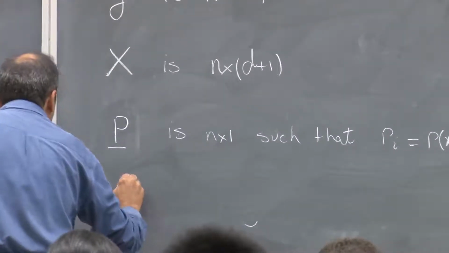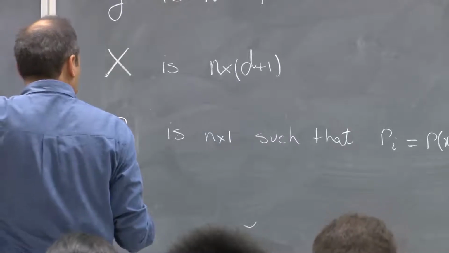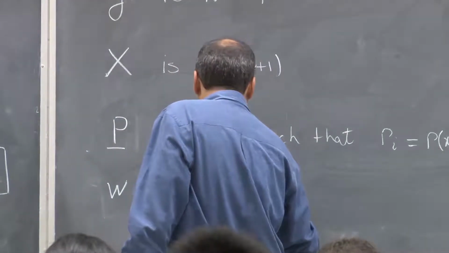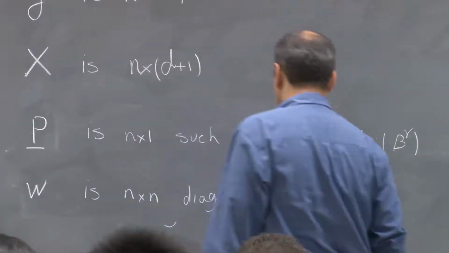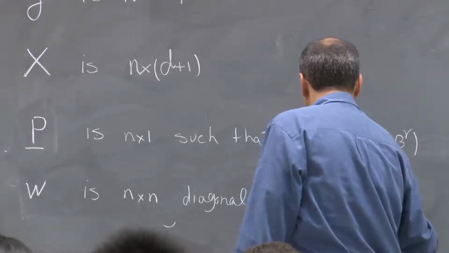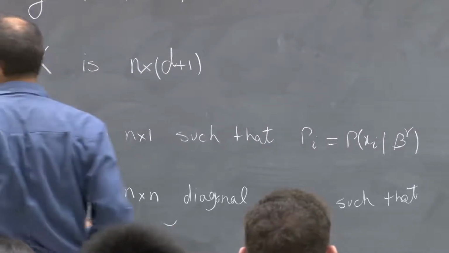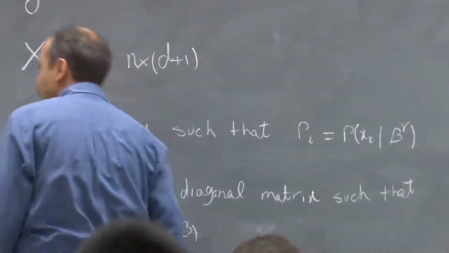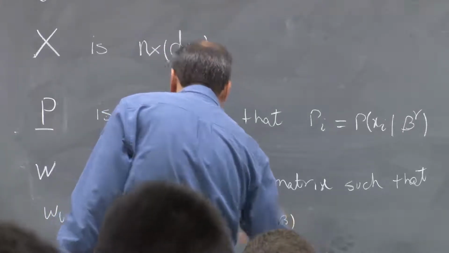I can define W as a matrix, which is n by n. It's diagonal, such that the elements of the diagonal matrix, Wi, is just 1 minus p(xi given beta) times p(xi given beta). Okay?